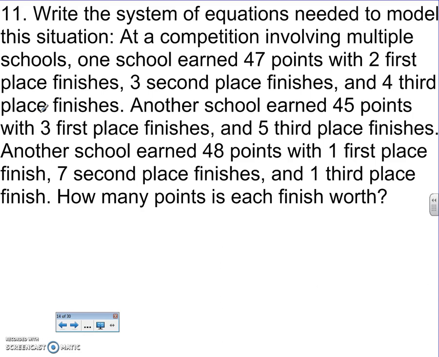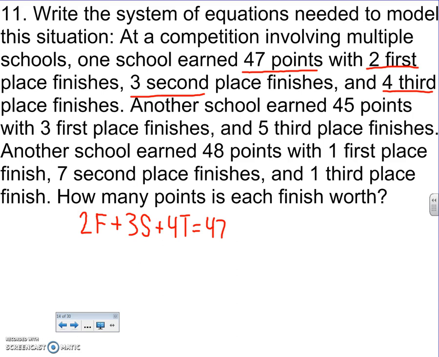They had 2 first place finishes. I'll call it 2 times F. F means first place finishes. 2 times the points for first place, plus 3 second place finishes. Second, let's do S, and then 4 third place finishes. So I'll say a T for third place. Equal to how many points? 47. Alright, so 47 points for 2 first, 3 second, and 4 third.